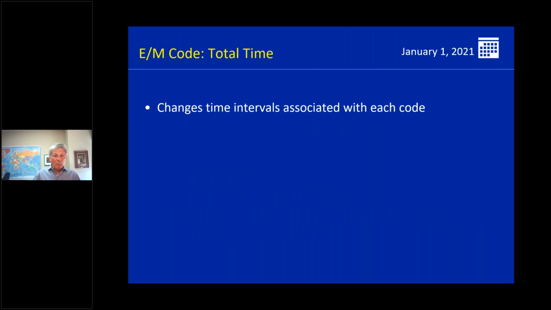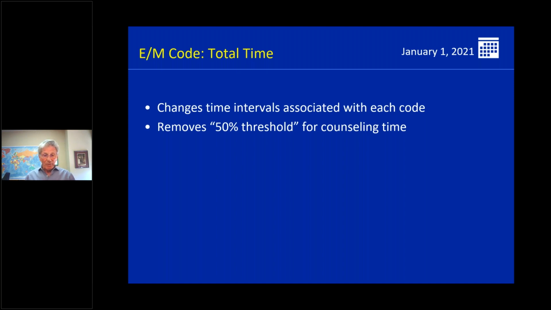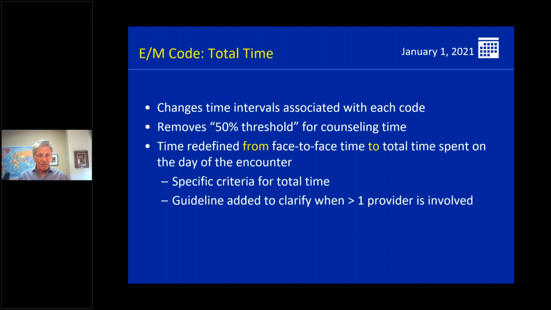So first, let's start with the way that we calculate total time. Okay, and the first thing they did was to change the time intervals associated with each code for either a new patient or an established patient. Next, it removed that 50% threshold of counseling. And now whether you spend most of the visit on, let's say, physical assessment, or most of the visit on counseling, or some combination of the two, you can use total time. It doesn't matter what percent is counted.